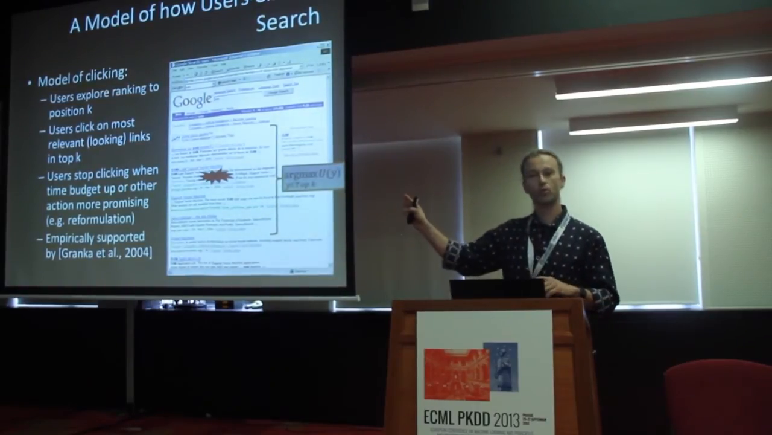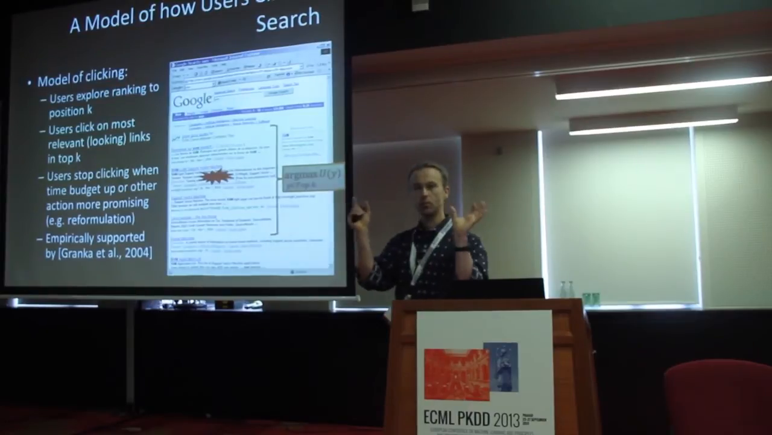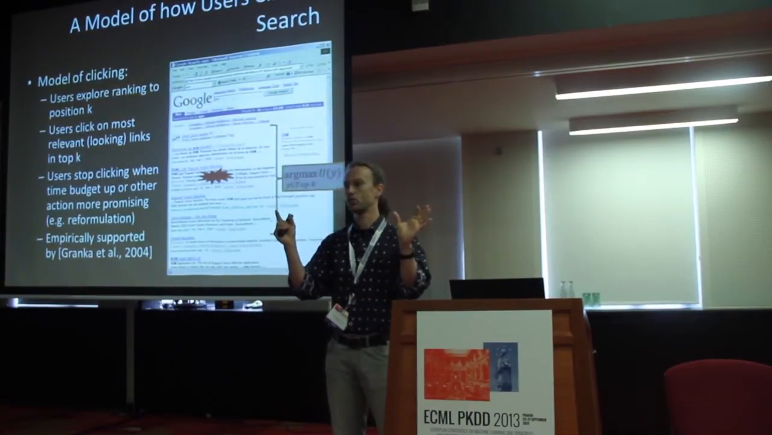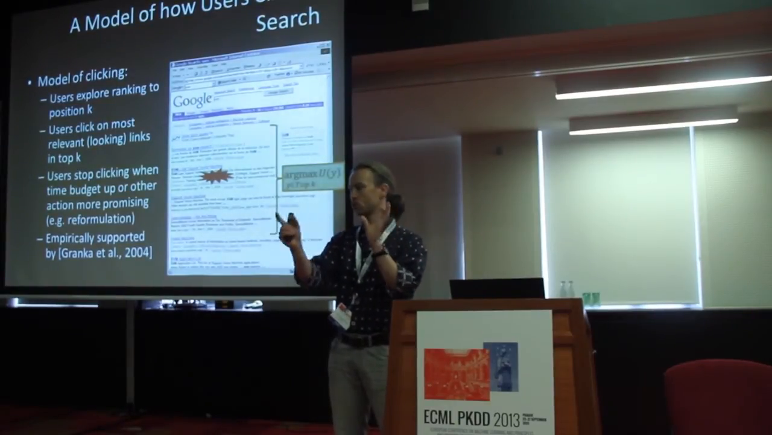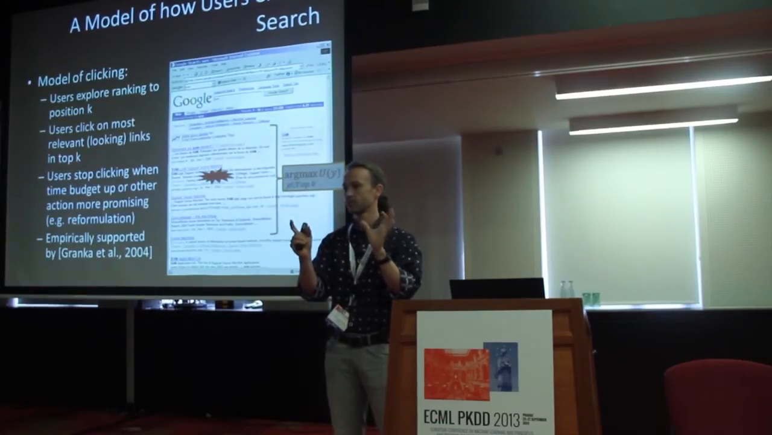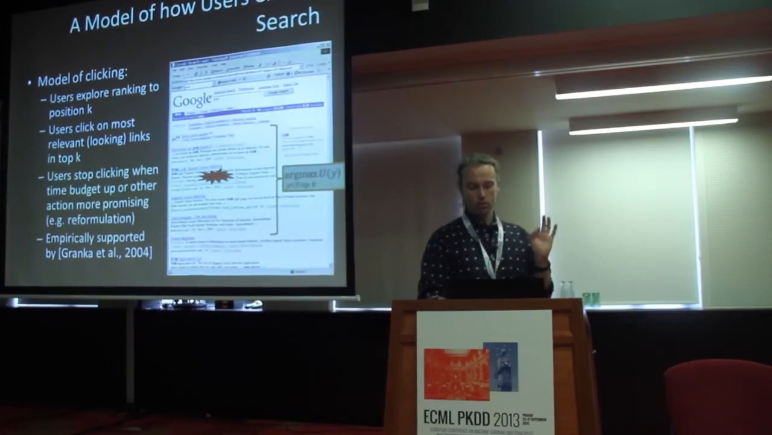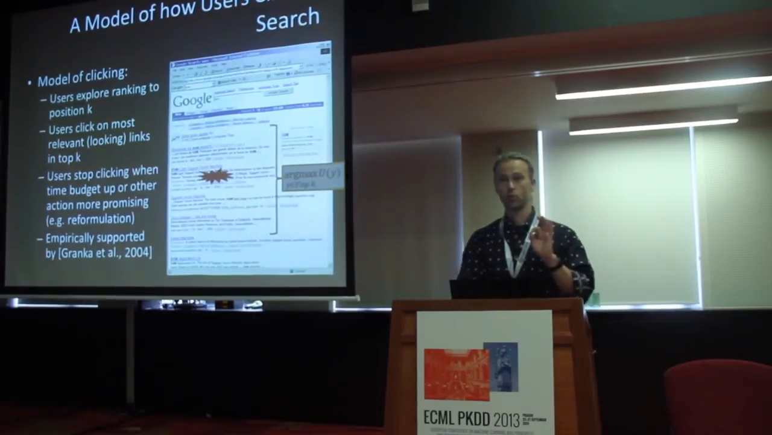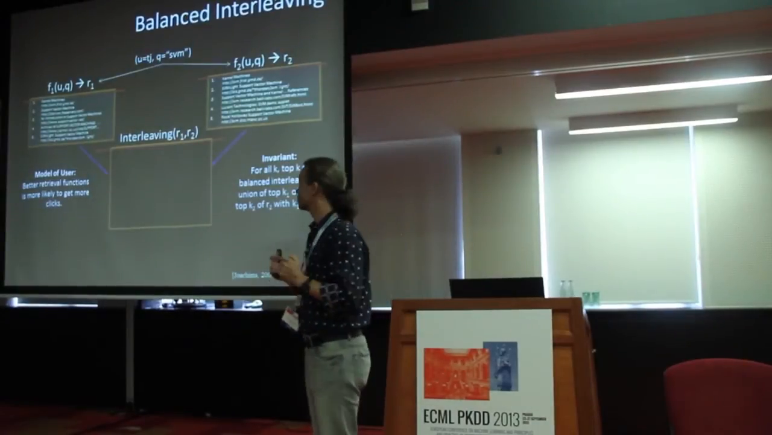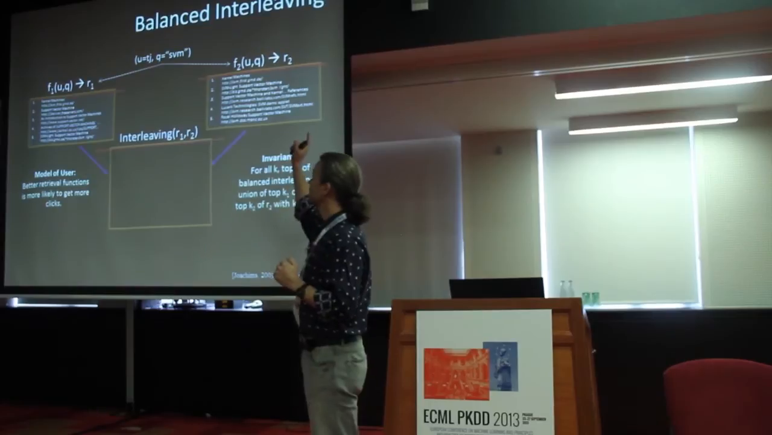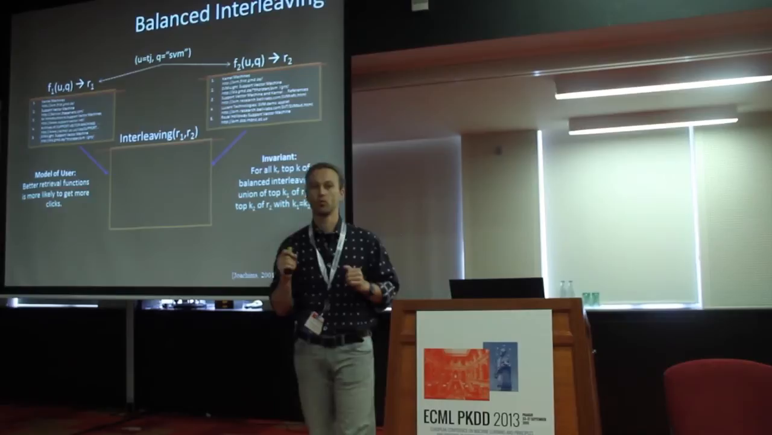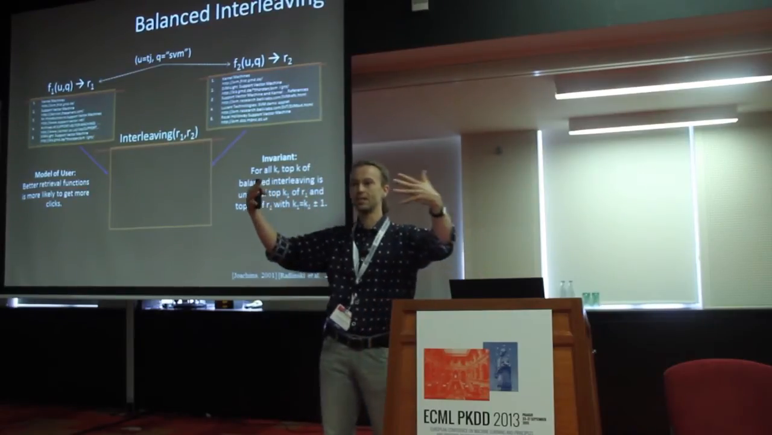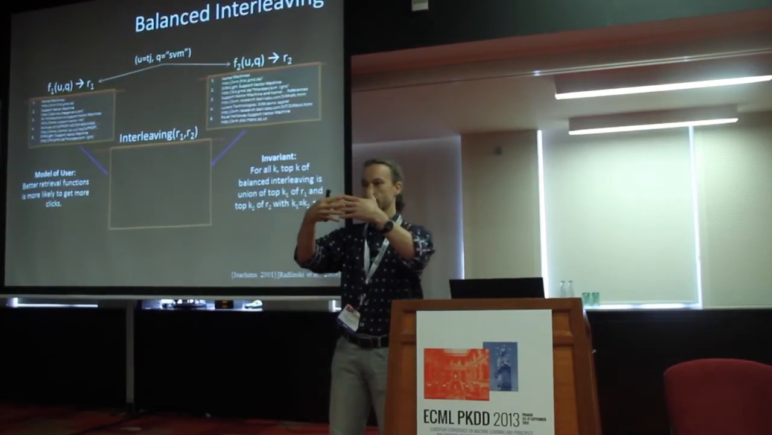Now, if this is our model of user behavior, how should we set up this pairwise comparison between retrieval functions? We should set it up so that the user's choices as a utility maximizer tell us something about the relative quality of the two retrieval functions. So we have to set it up as a choice problem in the appropriate way. It's called balanced interleaving. You have the two rankings, one produced by retrieval function 1 and one by retrieval function 2. But what you present to the user is an interleaving of these two rankings.